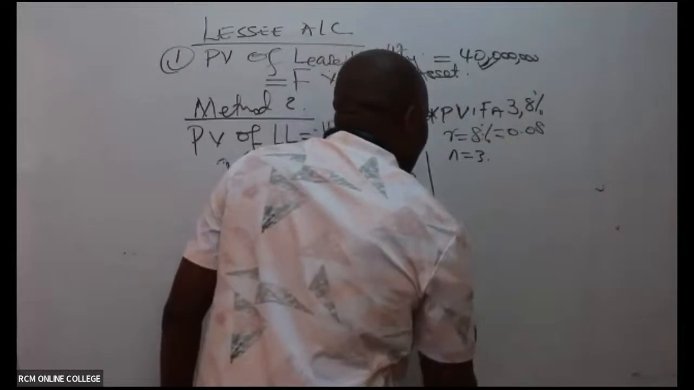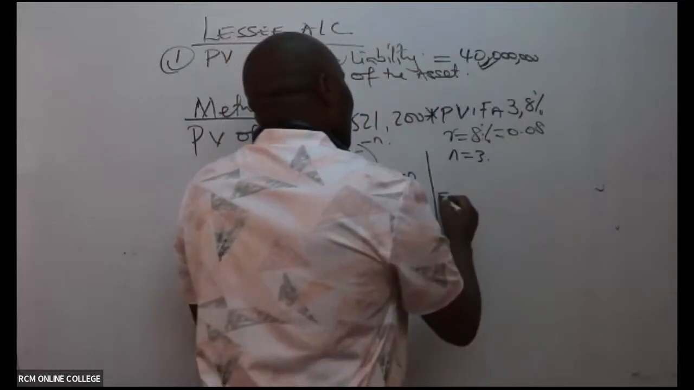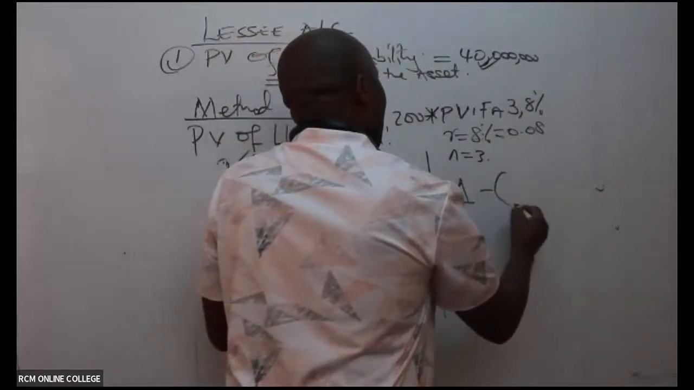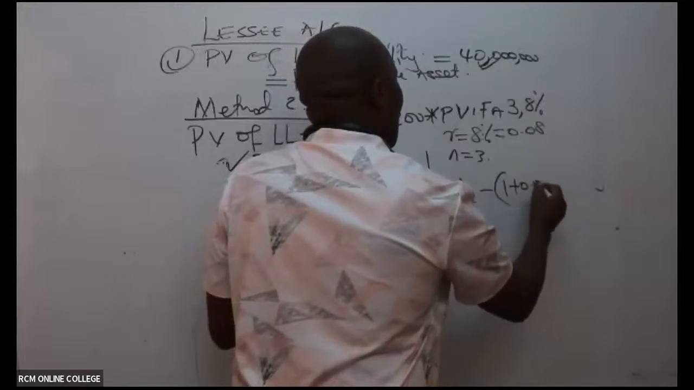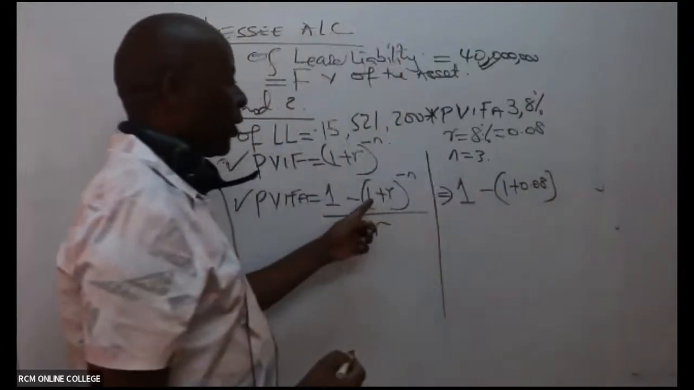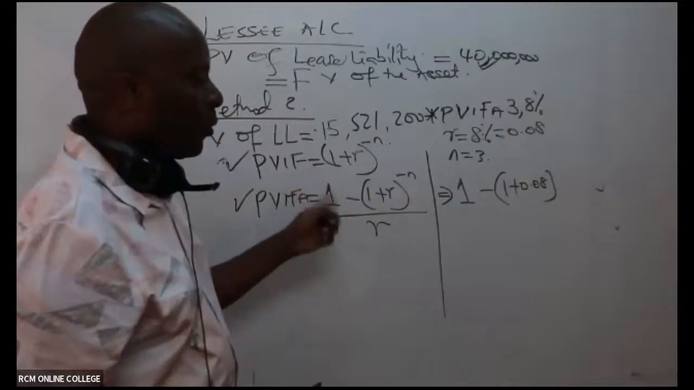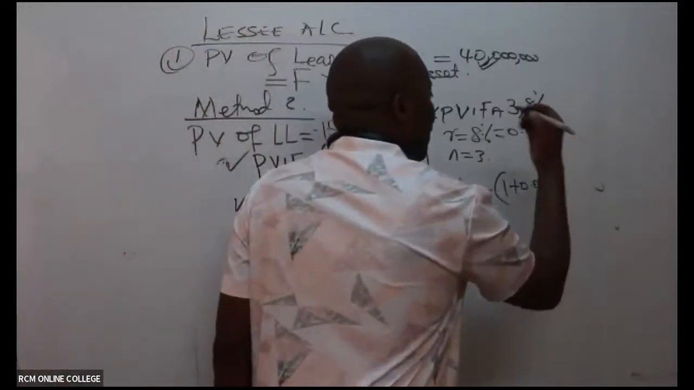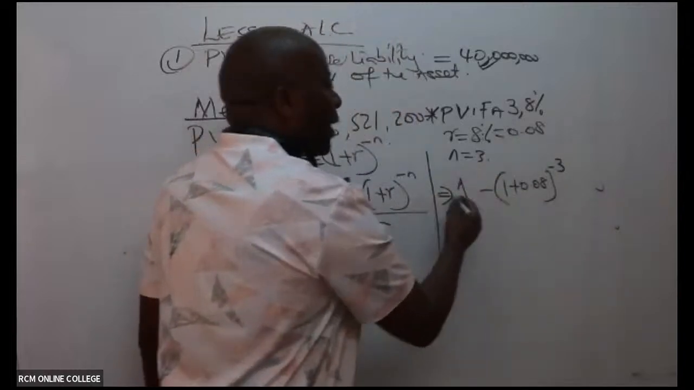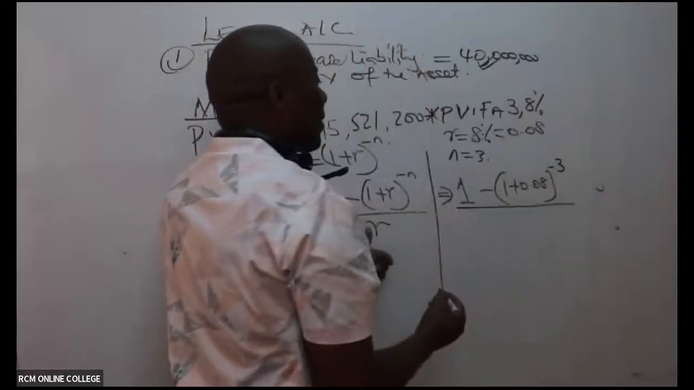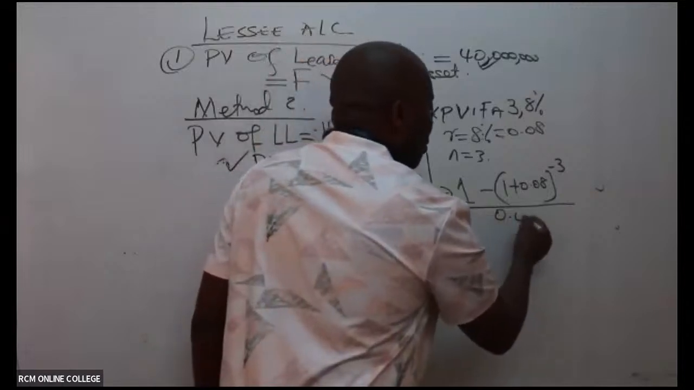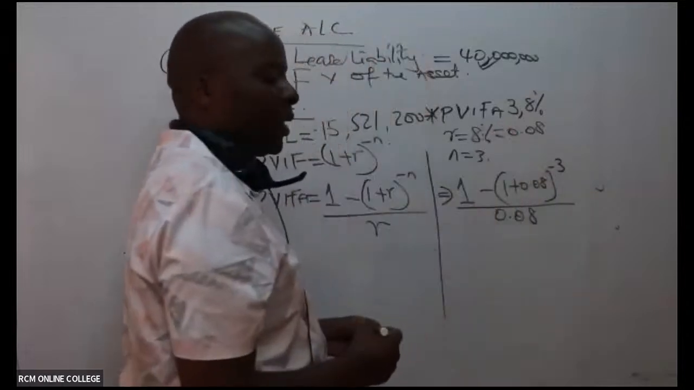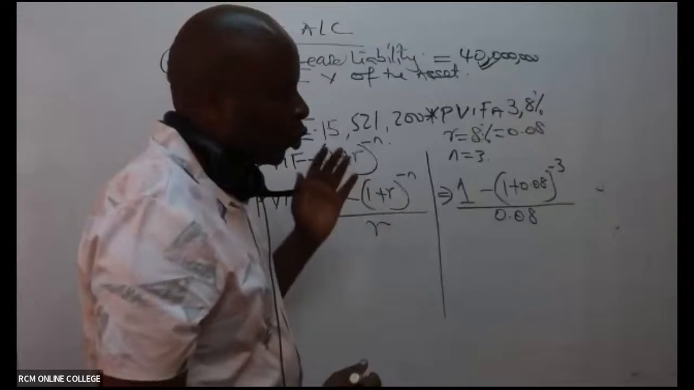So can we kindly plug in here? We shall say 1 minus, in brackets, 1 plus 0.08. I'm following this formula, my friends. Raised to negative N, so raised to negative 3. And then everything divided by R, where R is 0.08.